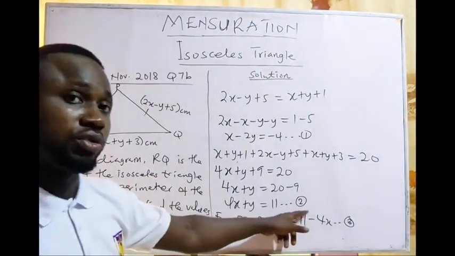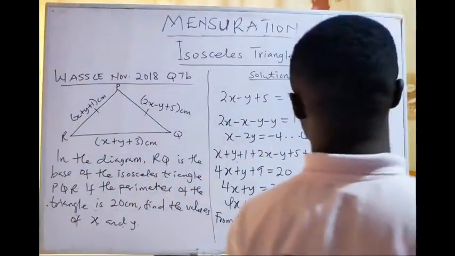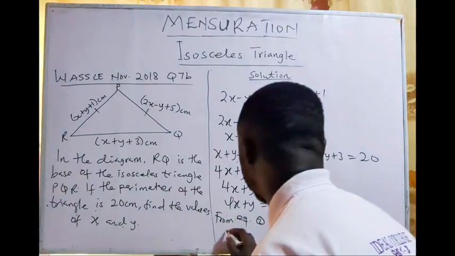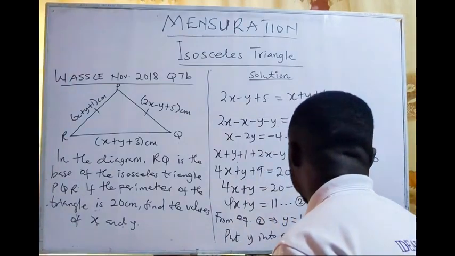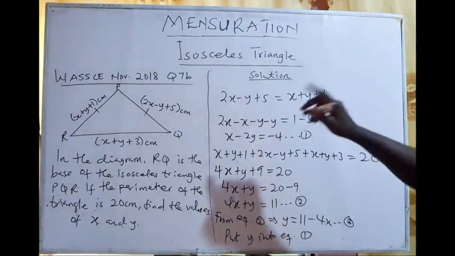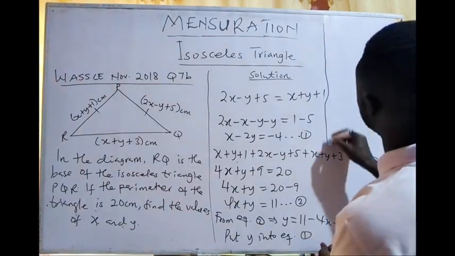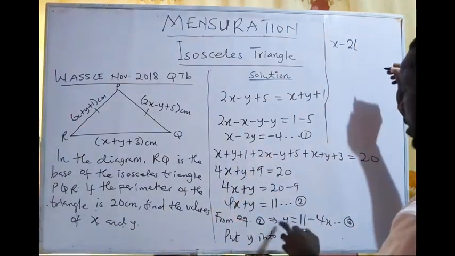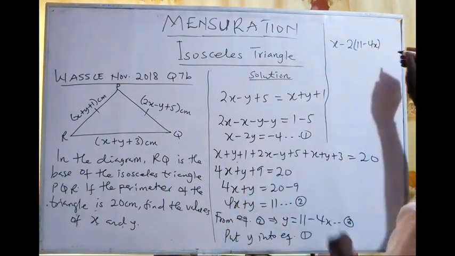So from equation 2 here, y is equal to 11 minus 4x. And let me name this as my equation 3. Then I'll substitute y into equation 1. Since the subject was made in equation 2, I'm going to substitute into equation 1. So what is equation 1? Equation 1 is x minus 2y. So what is the y? 11 minus 4x. And that will be equal to what? Negative 4.